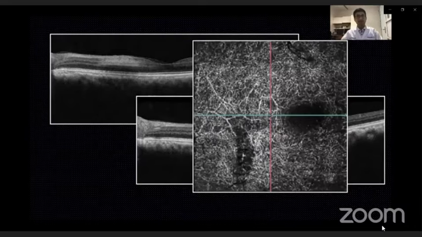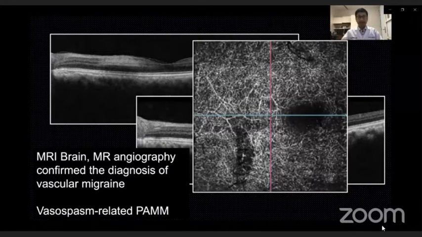And the OCT angiography is very revealing in this patient. It shows you a distinct loss of the capillaries in the deep retinal plexi. And this patient eventually underwent MRI brain, MR angiography, which confirmed the diagnosis of vascular migraine. So this is nothing but a vasospasm-related PAM.